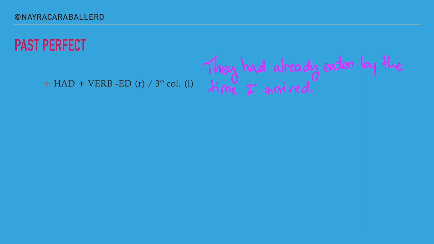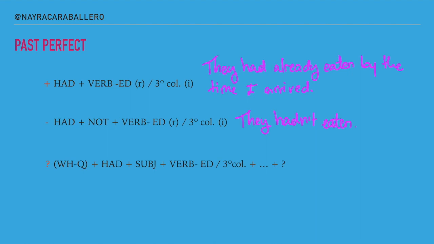Okay, do you understand? Well, we will see. The negative form is the same. We add not between had and the verb. It would be they hadn't eaten. And in the question form, the same structure but with had. Had they eaten? Okay.